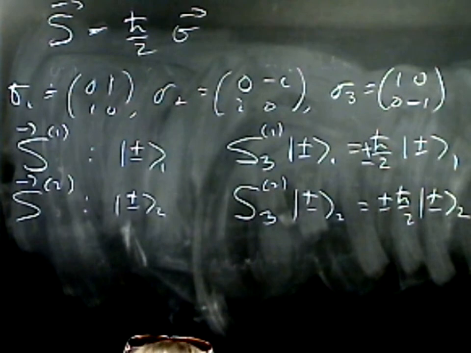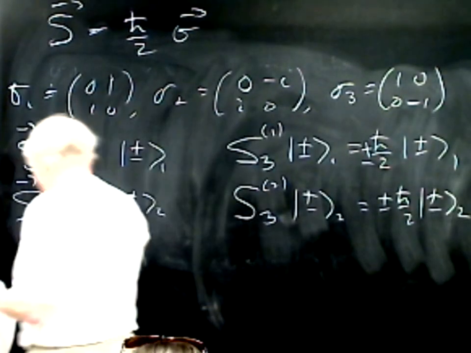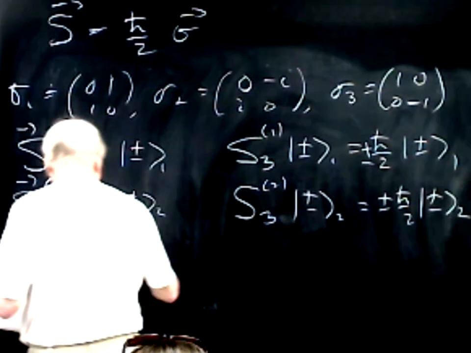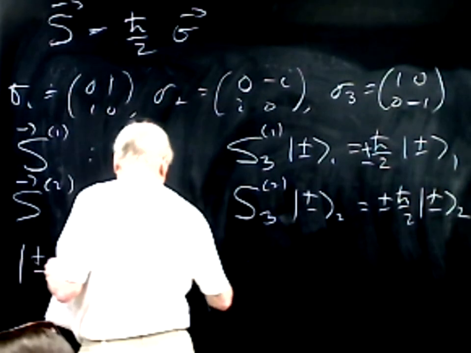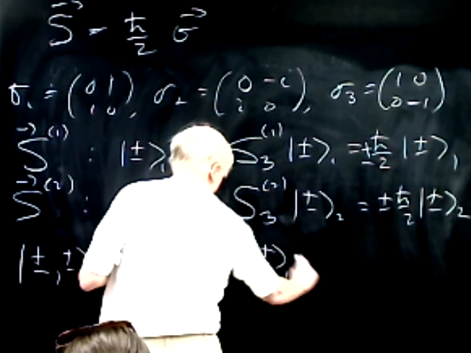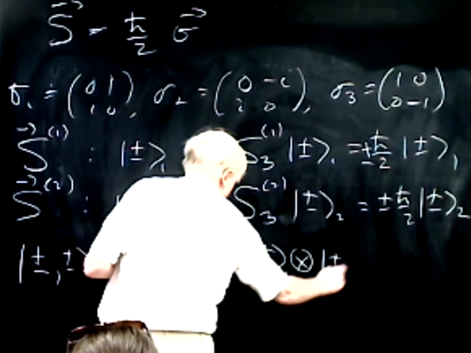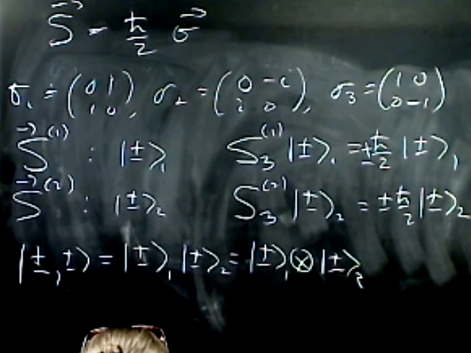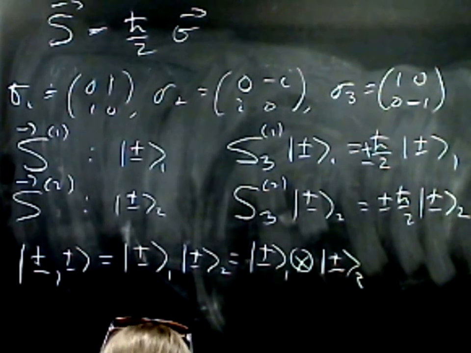What are the direct product states? The direct product states we can write as plus or minus, which is to say plus minus 1, plus minus 2, or if you want, plus minus 1, direct product plus minus 2. And of course, when I say plus minus, I don't mean it has to be plus plus or minus minus. It can be any sign for 1 and any sign for 2.